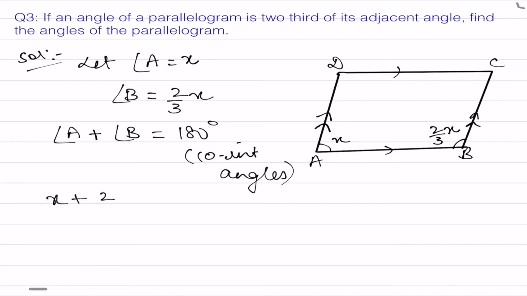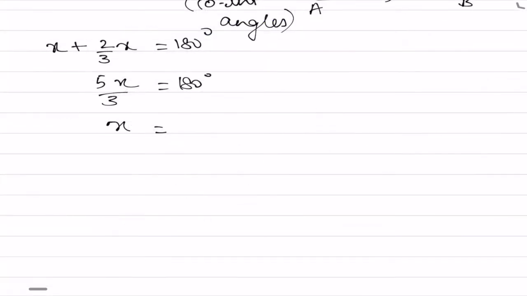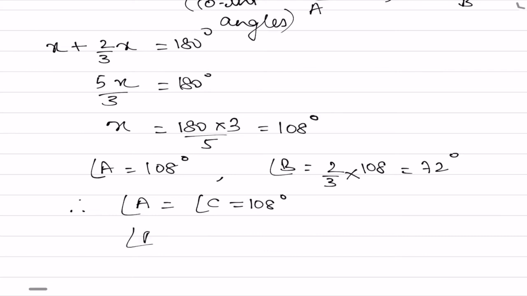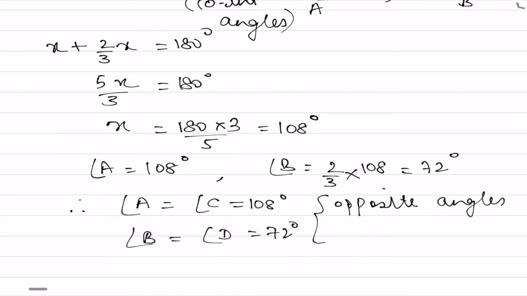So angle A is x, B is 2/3 of x. So when we solve by taking out the LCM, we will get the value of x as 108 degrees. So angle A is 108 degrees and angle B is 2/3 of x, that is 72 degrees. Therefore, angle A and angle C are both equal to 108 degrees, and angle B is equal to angle D. Both the angles are 72. And the reason for both is that the opposite angles of a parallelogram are equal.